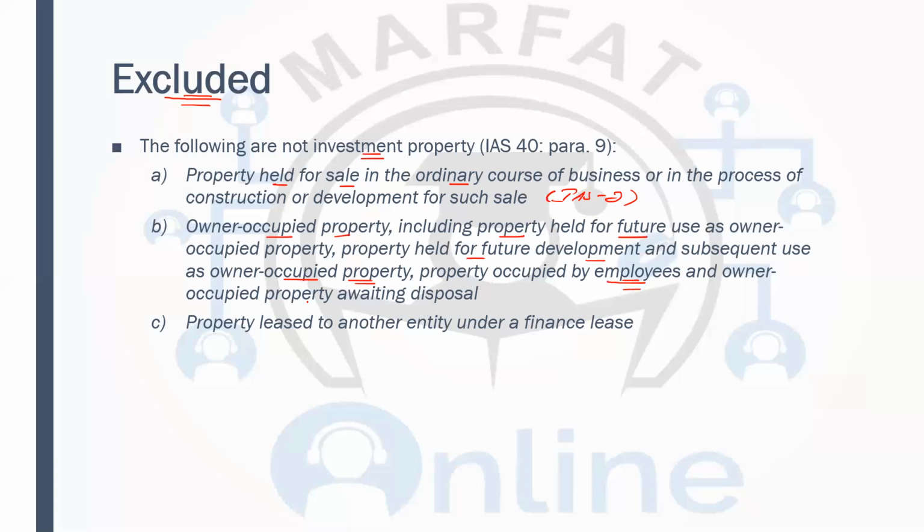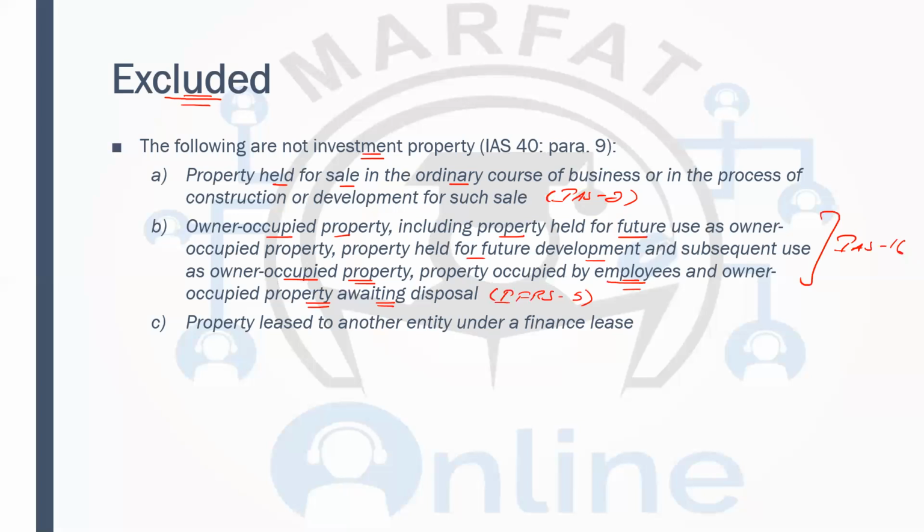And owner occupied property awaiting disposal, like there was a property which was being used for the business, and now the business has decided to sell it. In that case, it is going to be recorded under IFRS 5. So this particular point is related to IFRS 5. This is a separate standard, non-current assets held for sale and discontinued operations. The rest of that will be classified under IAS 16.